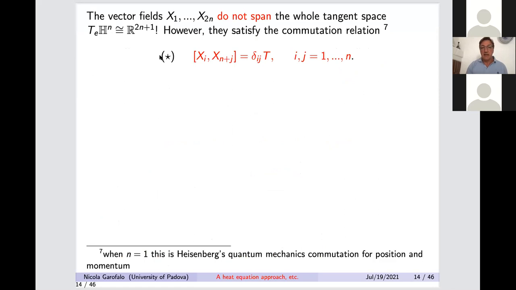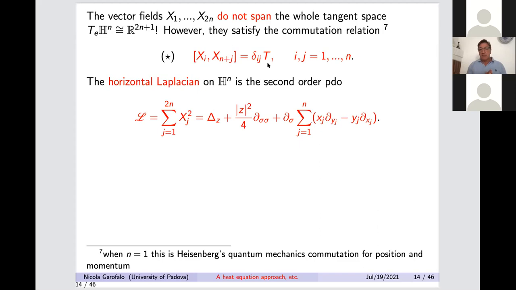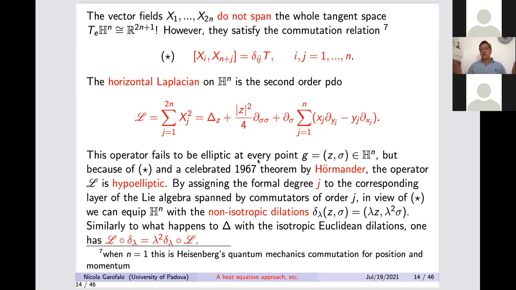If you take the commutator between X_i and X_(n+j), you will get a multiple of the vertical ∂/∂σ vector field. ∂/∂σ is the so-called Reeb vector field in CR geometry, but I will sweep this fact under the rug for the moment. So the horizontal Laplacian is this object here, a differential operator of order two. You take the sum of the squares of the horizontal vector fields X_j. If you check, it's a simple computation, this operator fails to be elliptic at every point of R^n. One of the eigenvalues of the quadratic form is identically equal to zero, but it has one fundamental redeeming feature, written here in this star.